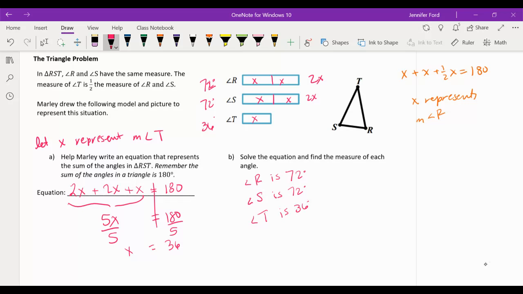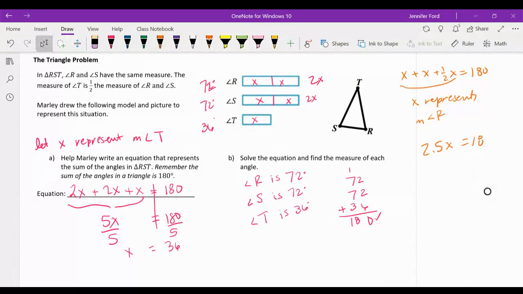And we can check if I added those up. 72, 72, and 36. If I added that up, do I really get 180? Let's see. So 6 and 2 is 8, 9, 10. 10, 7 and 3 is 10, plus 7 is 17, plus 1 is 180. So that really does give us the right number of degrees. If you did the other equation, we still get the same answer. That's going to be 2.5X equals 180.